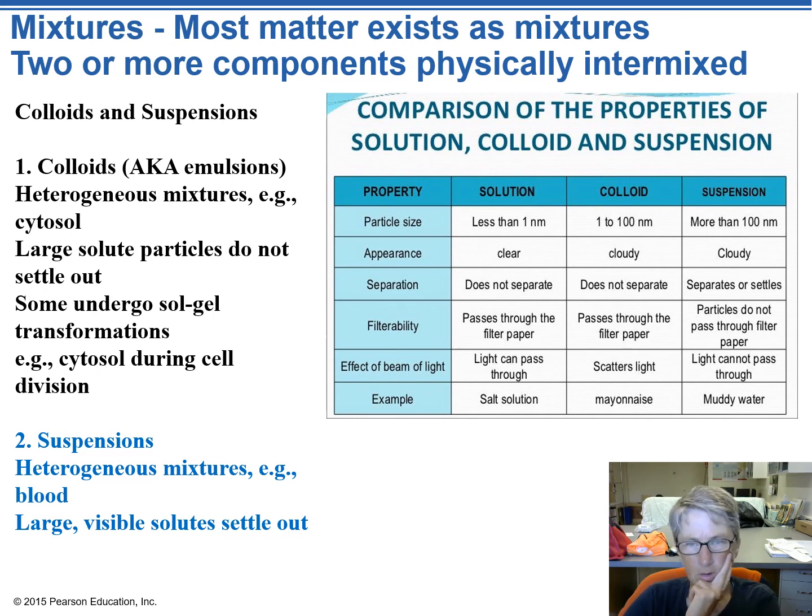And then just to look at, this is a comparison of the properties of solution, colloid, and suspension. We've gone over this, but in terms of the test, you should know a suspension is a heterogeneous mixture. So hetero means different, so there's different things in it, and the example is blood. A heterogeneous mixture is an example of a suspension, and blood is an example of a heterogeneous mixture. But if you spin blood down in a centrifuge, large visible solutes will settle out to the bottom. So that's how you know that blood is a suspension.